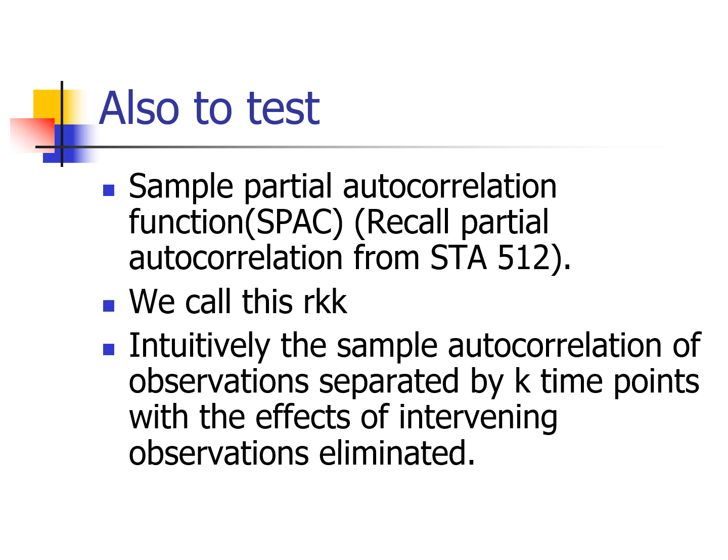Notation-wise, instead of r sub k, we call this r sub kk. Intuitively, it's the sample autocorrelation of observations separated by k time points with the effects of intervening observations eliminated, right? That was what partial autocorrelation was in 512. Partial autocorrelation was something like the correlation between a bear's weight and their length after controlling for their neck girth, for example. And that's what we're doing here. We're just controlling for these intermediary time points.